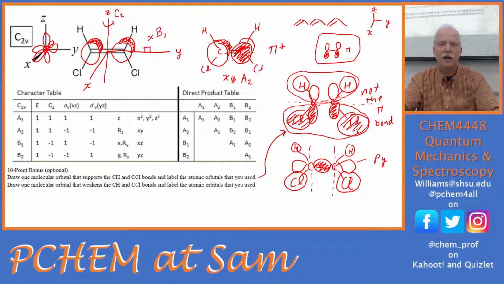Now this is x times y. If we were to look down on this, you'd see the xy plane has the plus minus pattern. And then let's draw this one down here, the bonding molecular orbital that weakens the C-Cl bonds. It's easy for me to draw s orbitals, right? They're just circles. And so in this case, we'll draw the molecule.